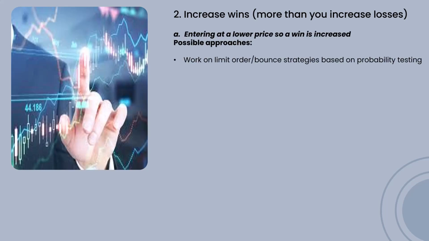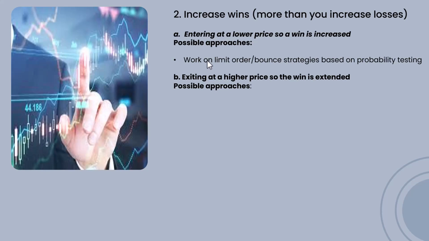If we're looking to increase our average win, we could look at entering at a lower price so our win is increased. So we could work hard on limit orders and bounce strategies based on probability testing. Tying in with what we said previously, it's not only about giving space, but also about having clear, unambiguous statements. The other possibility, of course, is to exit at a higher price so our win is extended.